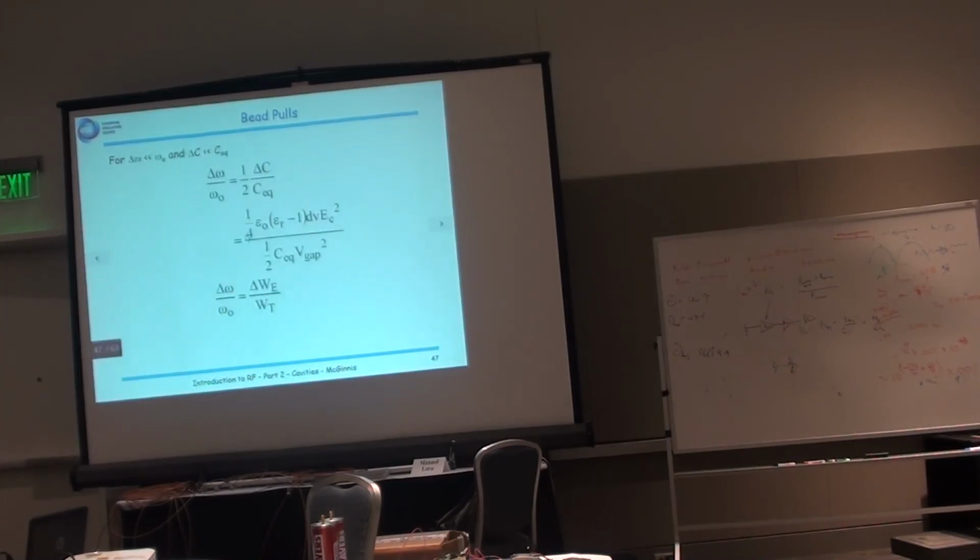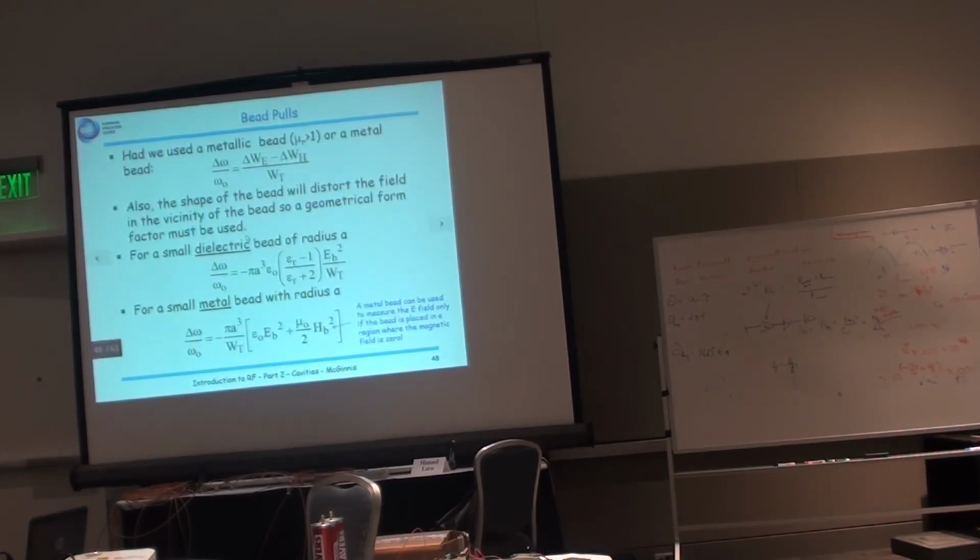So for omega very much smaller than omega 0, and for capacitance very small, the shift in frequency is about proportional to 1/2 delta C over the equivalent capacitance, which again is given by this formula, which is the electric field at the capacitance, given by the voltage at the gap. So it's given by the shift in energy that we put in there, divided by the total energy that we store in there.